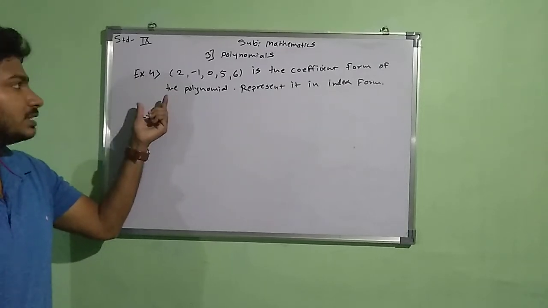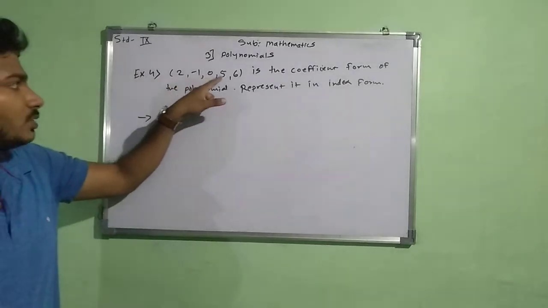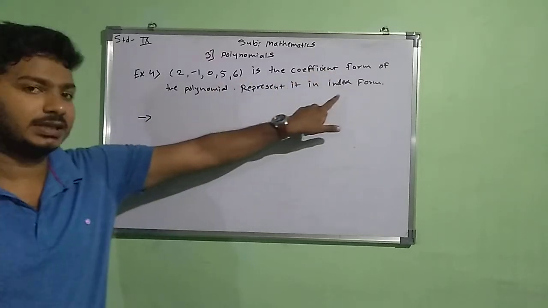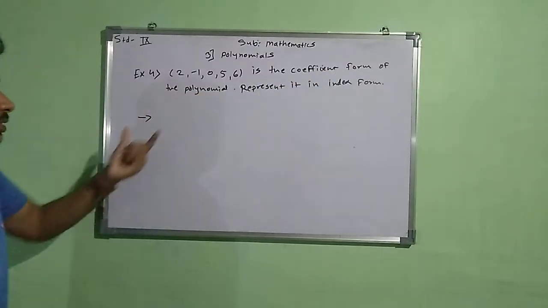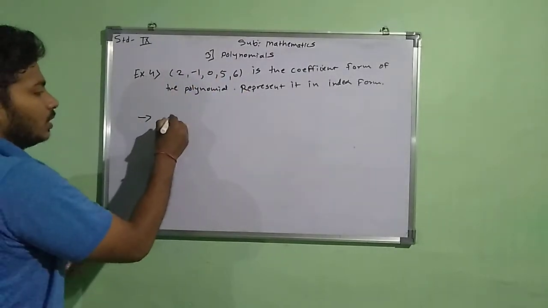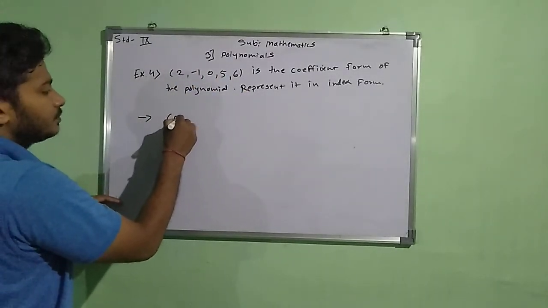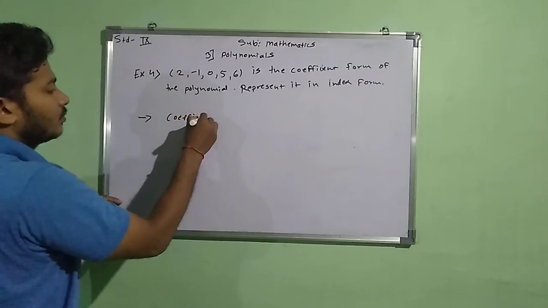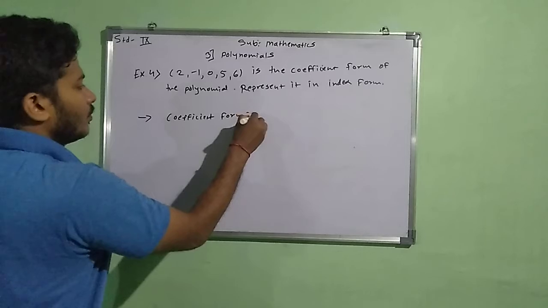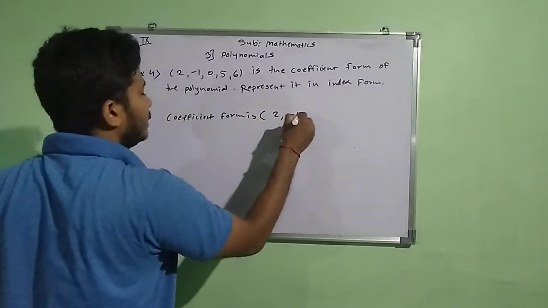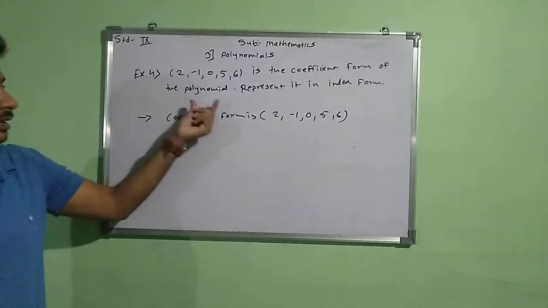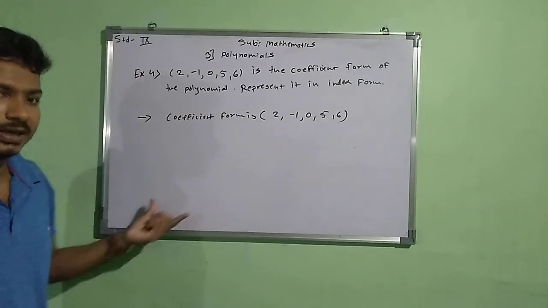So this is the fourth example: 2, minus 1, 0, 5, 6. This is the coefficient form of the polynomial, and we have to represent it in the index form. While writing the coefficient form into the index form, our coefficient form is 2, minus 1, 0, 5 and 6. Now we have to write that coefficient form into the index form.